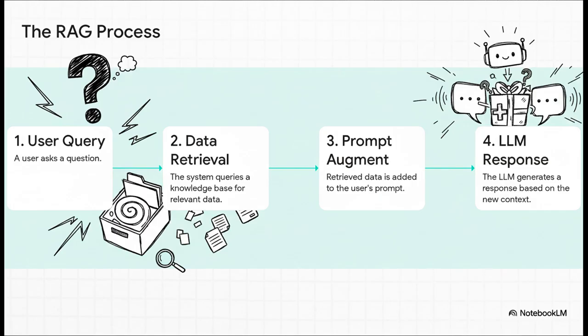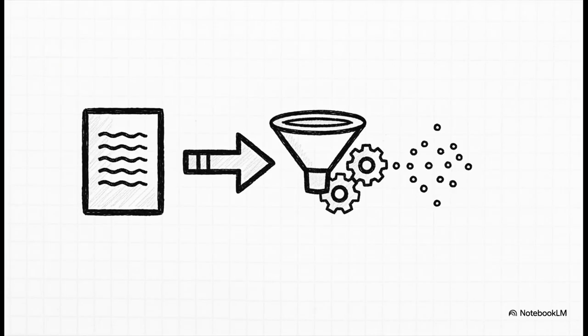It finds the most relevant pieces of information. Third, it takes those relevant snippets and adds them to your original prompt. So now the prompt is way richer. And finally, step 4, this new context-packed prompt gets sent to the LLM, which then generates a way more accurate and informed answer.